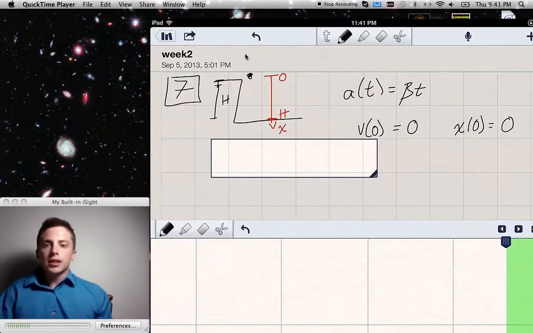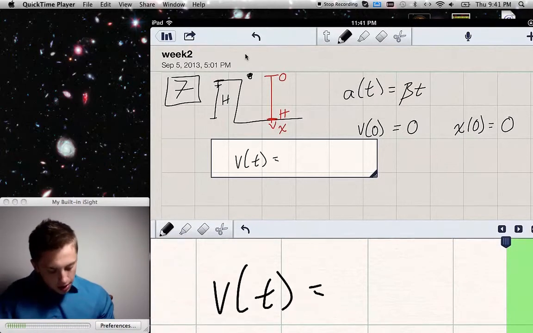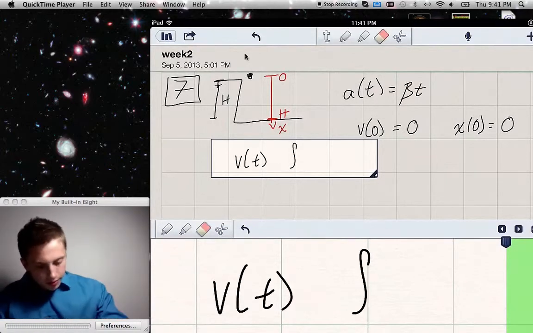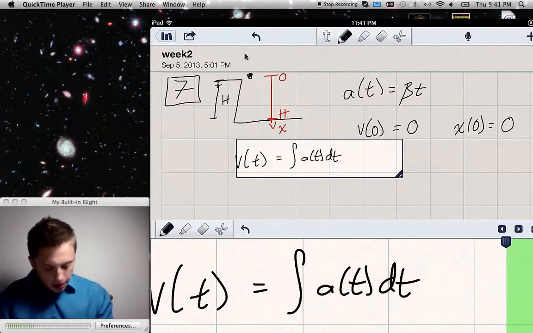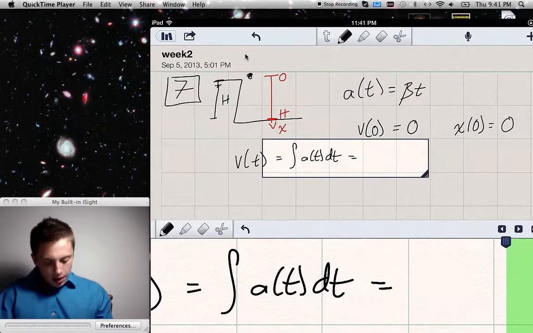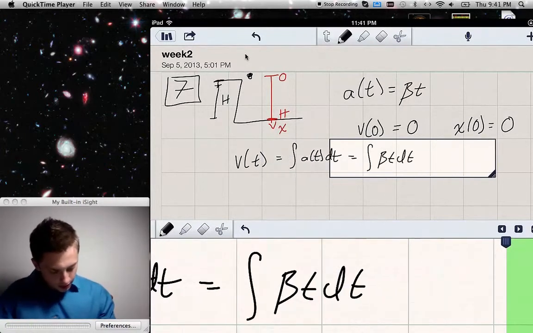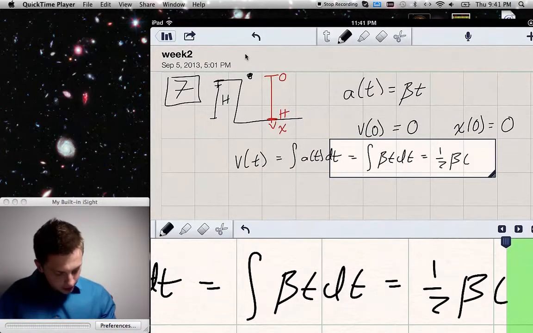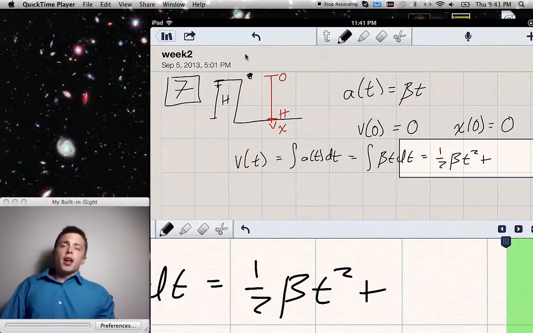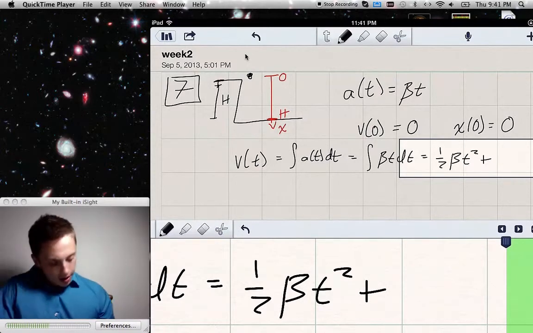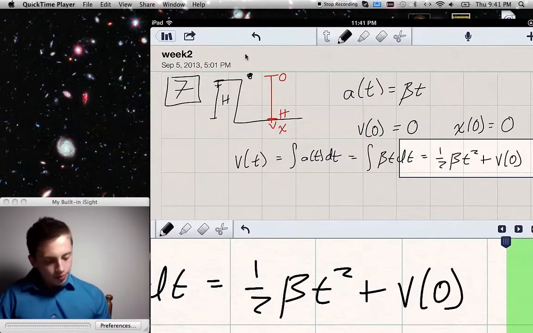How do we find the velocity when the rocket hits the ground? Well, we need the velocity function, which is given by integrating the acceleration function. That's our general law. And that's integrating beta t. Integrating beta t gives us 1/2 beta t squared plus a constant. And we should get used to this by now. This constant's going to be the initial velocity for the velocity function, right?